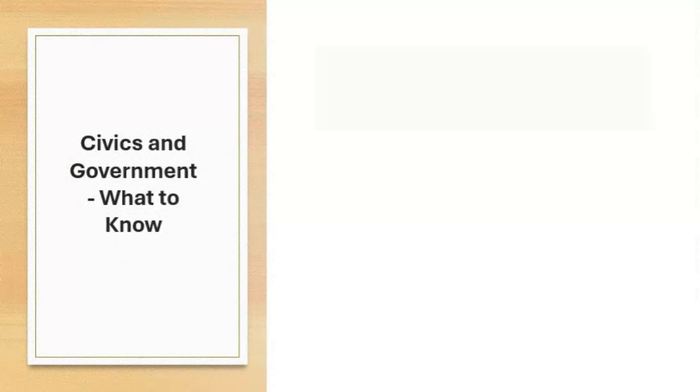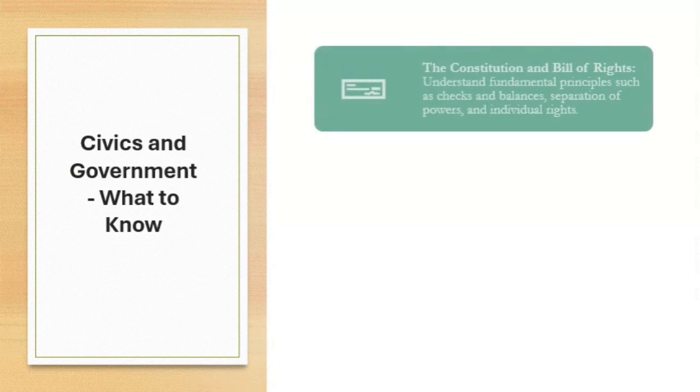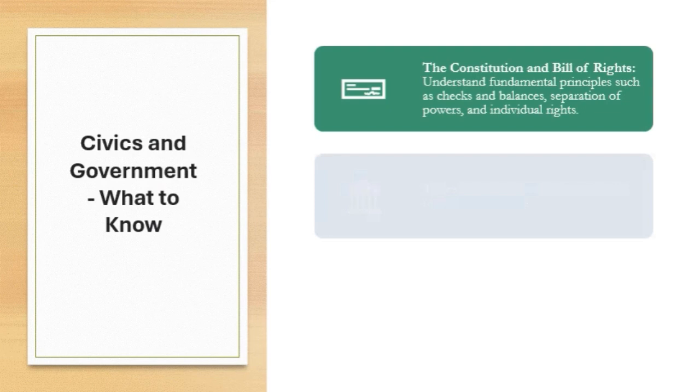Let's now turn to civics and government, which is a critical part of your GED Social Studies exam. Understanding how the U.S. government works and the documents that support it is essential for this section. There are several key concepts you need to understand. 1. The Constitution and Bill of Rights. These documents form the foundation of U.S. government and law. You should be familiar with concepts such as checks and balances, a system where each branch of government, executive, legislative, and judicial, can limit the powers of the others to prevent any one branch from becoming too powerful.